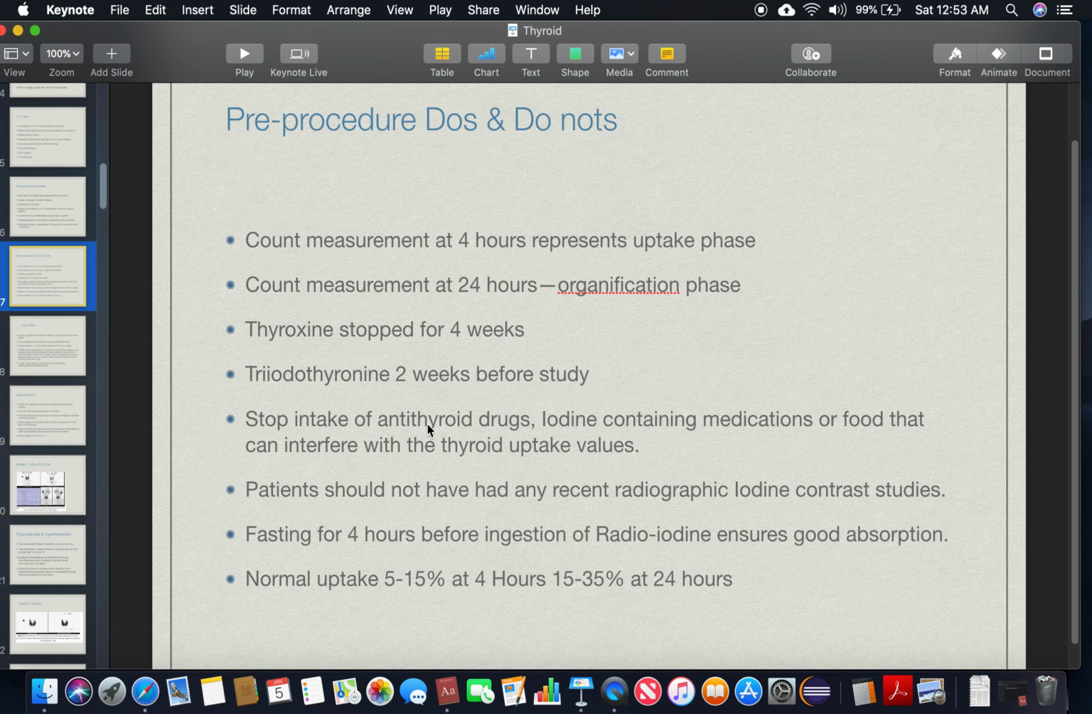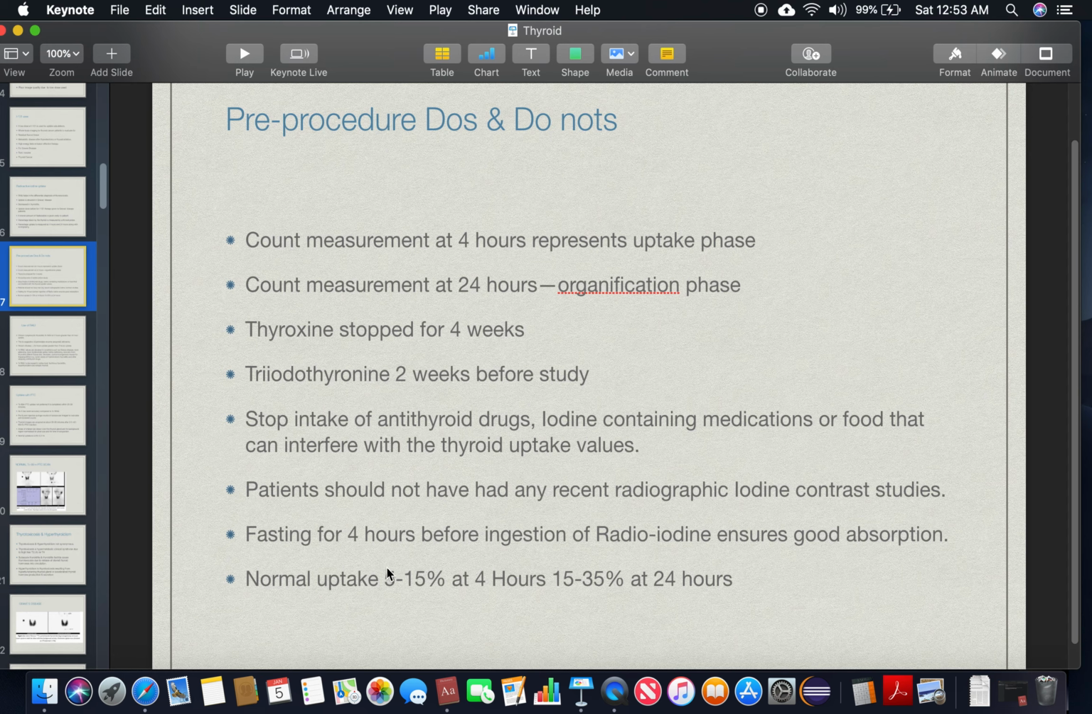If the patient is on any type of anti-thyroid medication, iodine-containing medication, cough medication, food, or seafood, they interfere with thyroid uptake values, so they need to be stopped. If the patient has any recent iodine contrast CT scan, then we don't want to do the examination at that point, and we need to have a gap of a few weeks.